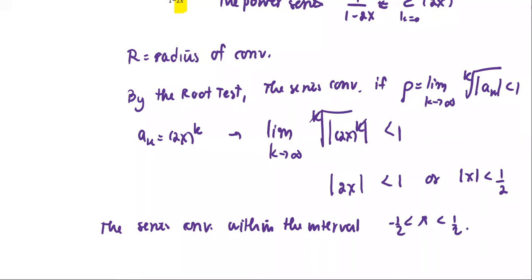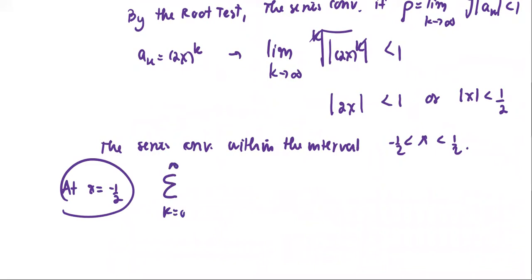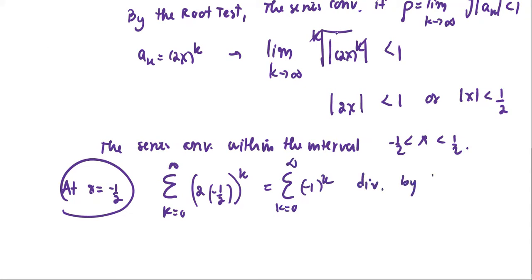And then we're going to check the two endpoints. At the left end, or at x equals negative 1 half, we have the series in the form of the summation k from 0 to infinity of 2 multiplied by negative 1 half, the quantity to the power k, or the summation of negative 1 to the power k from 0 to infinity. This series diverges by the divergence test.